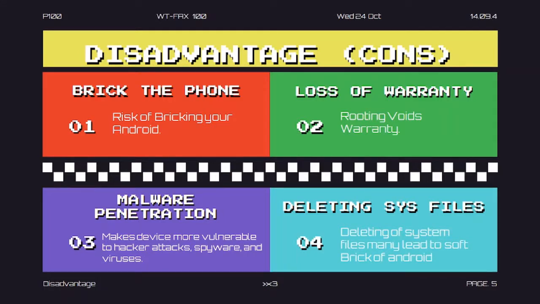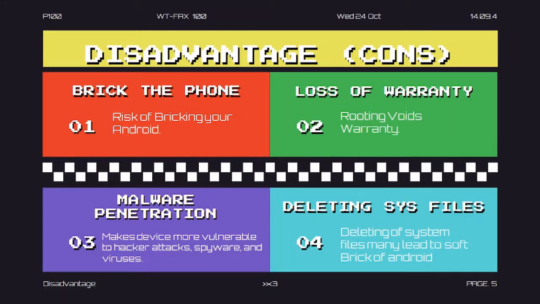Next is malware penetration. That is, it makes the device more vulnerable to hacker attacks, spyware and viruses. Malicious software can easily access a rooted phone, since it has been unlocked and provides some loopholes that the malware can take advantage of.